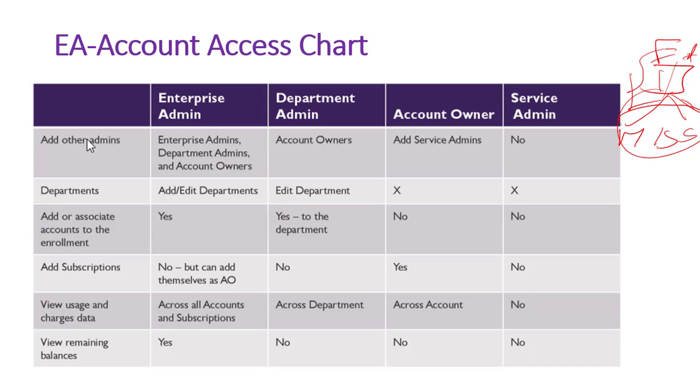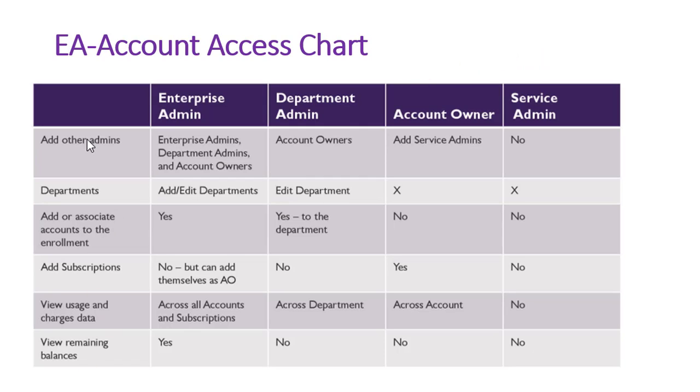To view this, we have some restrictions and policies on who can view the data across the subscriptions and who cannot. So we use this chart for reference. On the top layer we have the list of admins who can manage the EA account. First is the enterprise admin, then the department admin, followed by the account owner and the service admin.